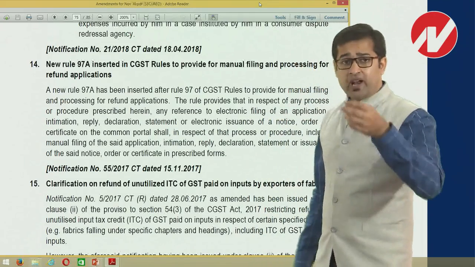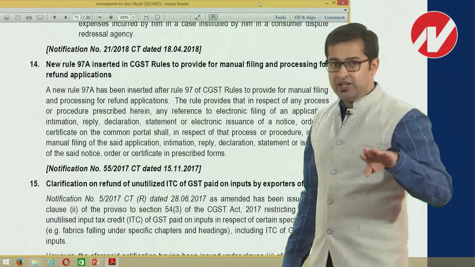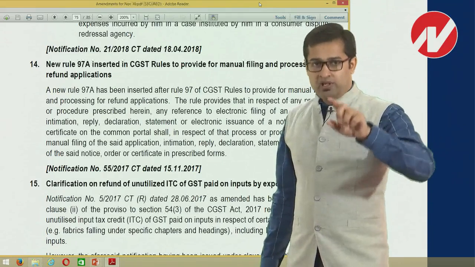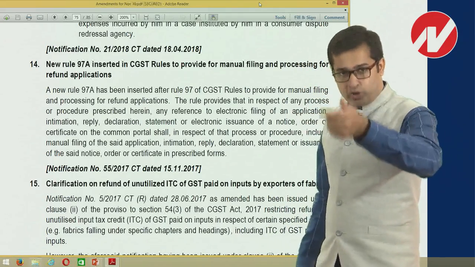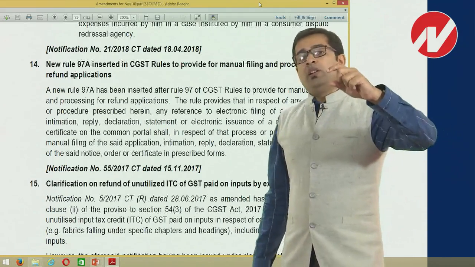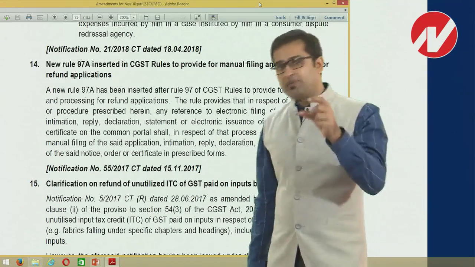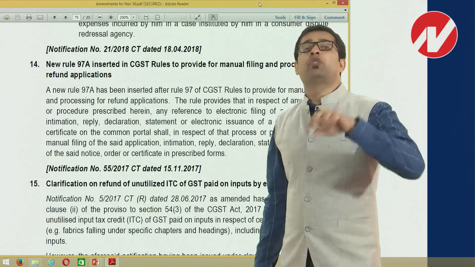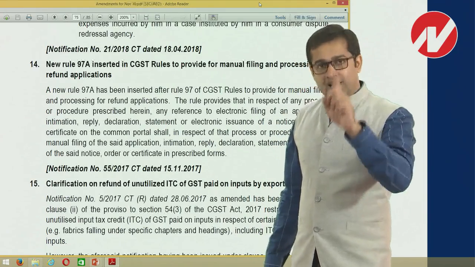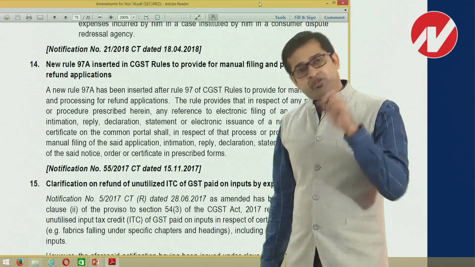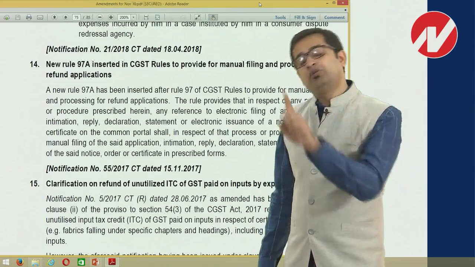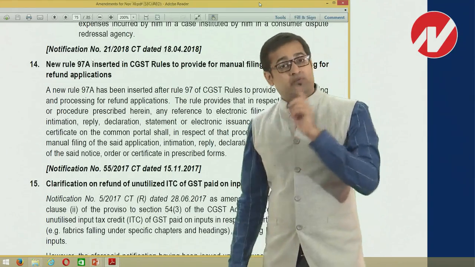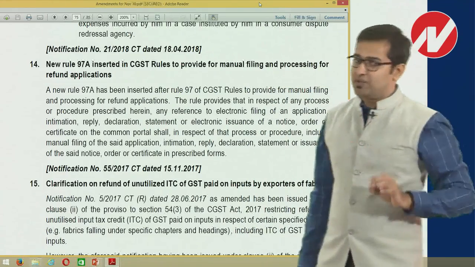Now the clarified part says that in case of zero rated supply in fabric products only, I'm saying, if you are exporting fabrics or supplying them to SEZ, that is what we call zero rated. So in case of zero rated supplies of fabric, if your ITC remains unutilized, you are eligible for refund. The restriction will be limited only to the excess to the extent of inverted tax structure. It will not be applicable in case of zero rated supplies.